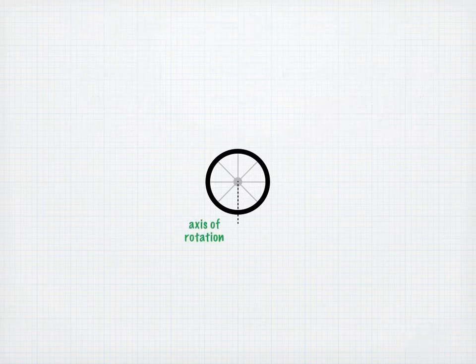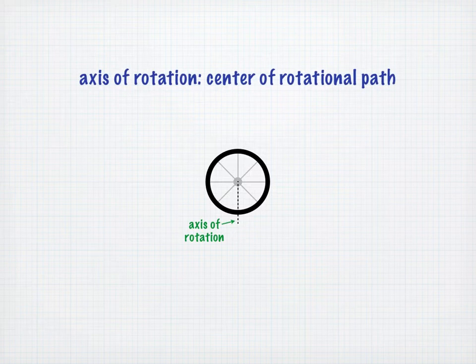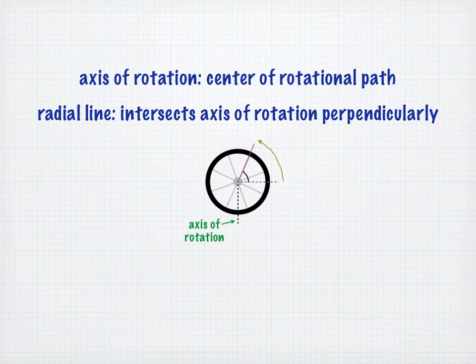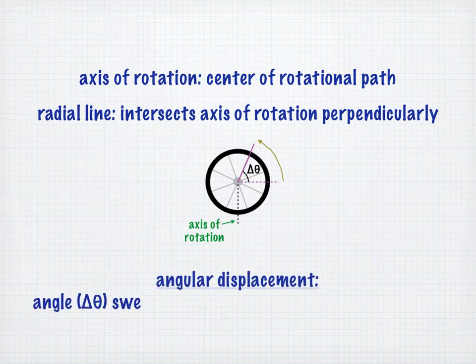The axis of rotation of a rotating body, in this case coming out of the screen, is the center of the rotational path. A radial line is a line that intersects the axis of rotation perpendicularly. As an object turns about its axis of rotation, a radial line will sweep out a given angle, delta theta. This angle, delta theta, is called the angular displacement of the object.